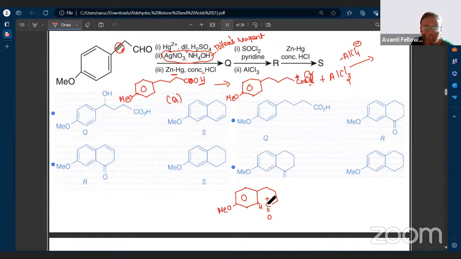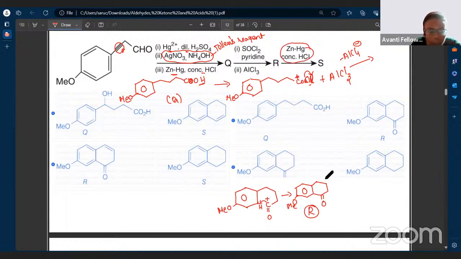Okay. So now this carbon will take up the hydrogen. So therefore, you'll be getting a cyclic compound OMe with a double bond. Okay, so H plus will be removed. Now this is your R. Now, when R reacts with zinc amalgam and concentrated HCl, it is again Clemmensen reduction.